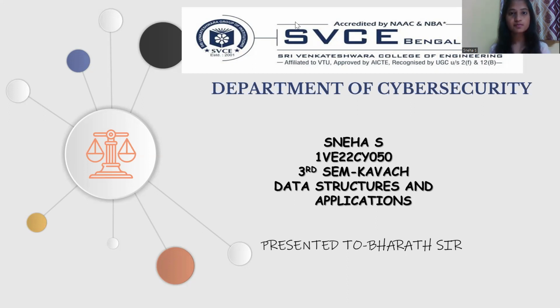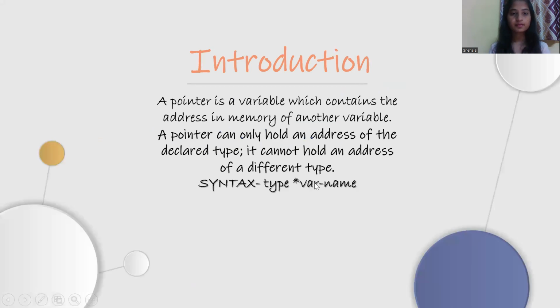Today I'll be dealing with a small topic from data structures and applications, that is pointers. A pointer is a variable which contains the address in memory of another variable. A pointer can only hold an address of the declared type. It cannot hold an address of a different data type. So basically a pointer is a variable which stores the address of another variable.